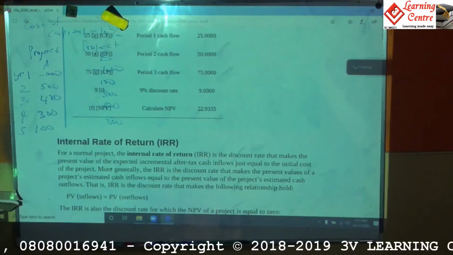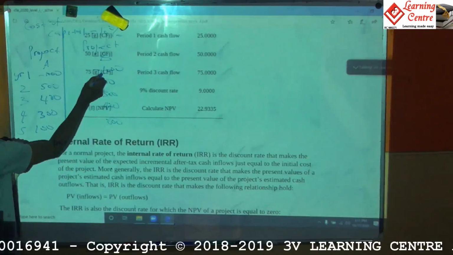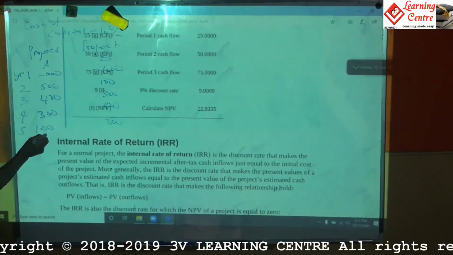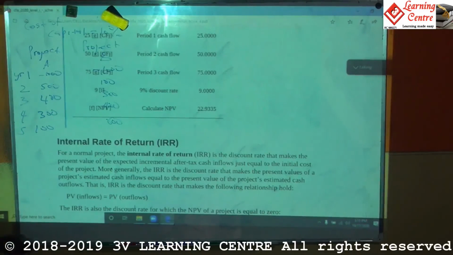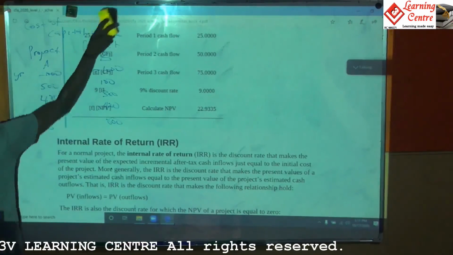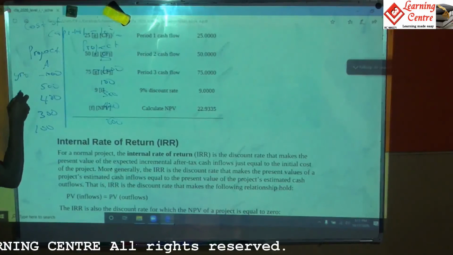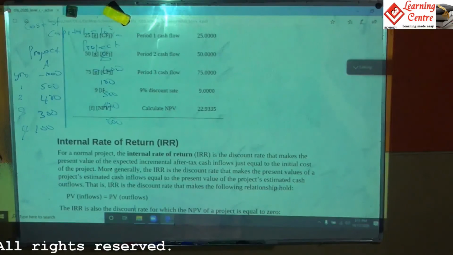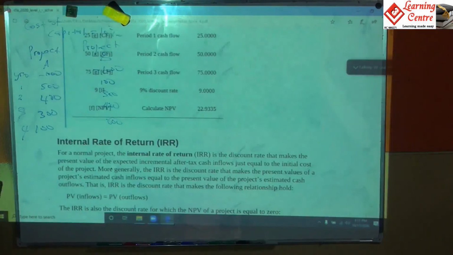This number is 600. This one is 600. This one is 1,000, 100, 300, 400, 600. 500, 400, 300, 100. So it's year 0, year 1, year 2, year 3, year 4. 10%. Please, let everybody try it. The two projects. Let's try it.